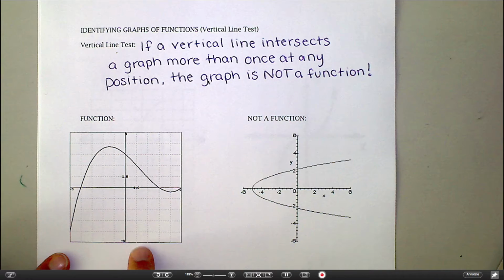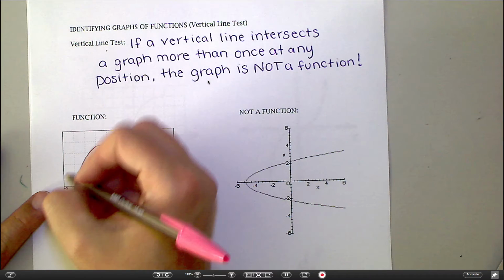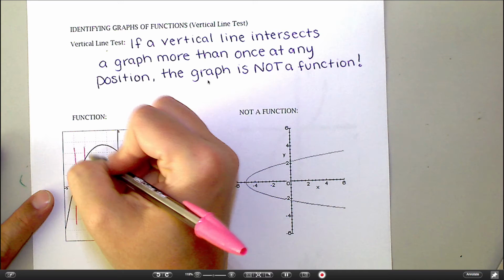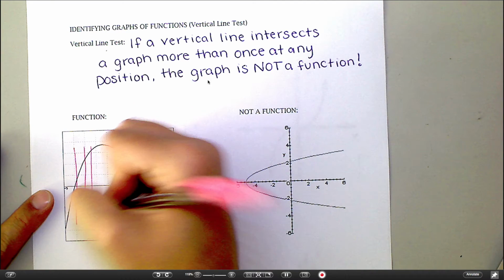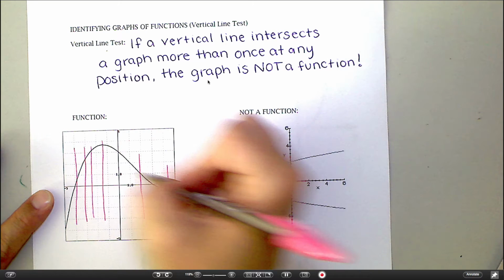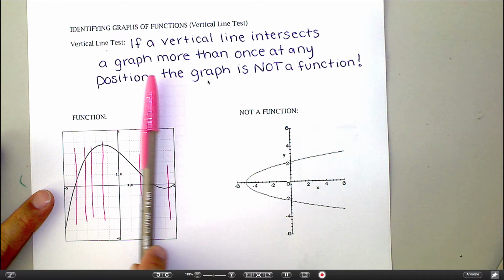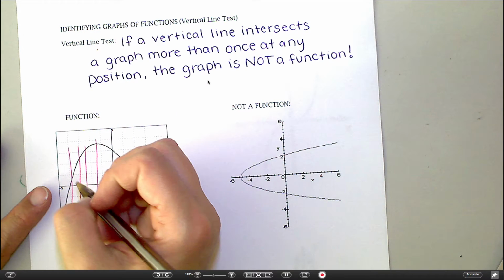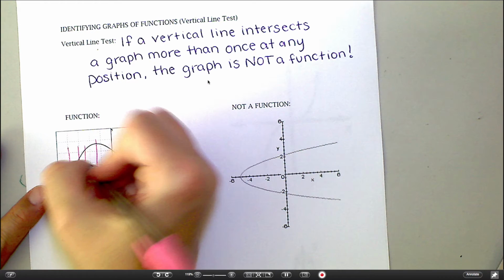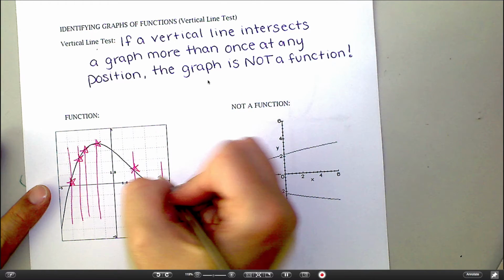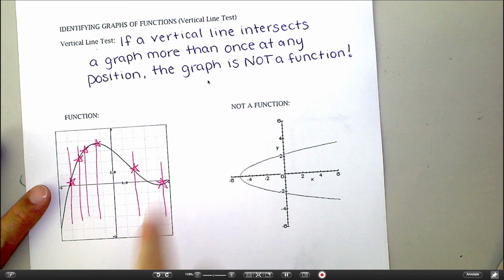So this first graph, this is a function. Because if you think about it, anywhere I draw a vertical line, and it doesn't even have to be right on the grid lines, I could go between the grid lines, I could go up here, I could go over here. Anywhere along that graph, if I draw a vertical line, you see those pink lines I just drew? None of them hit the graph more than one time. Each one only hits once. So that is a function. That would be a big fat yes, that is a function.